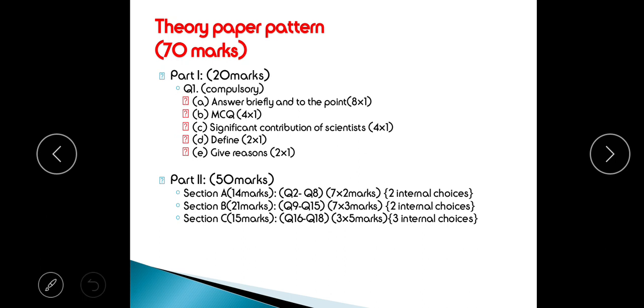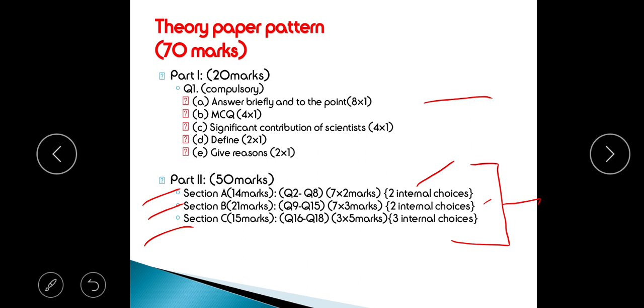The theory paper is divided into two parts. Part 1 is compulsory, consisting of 20 marks, short answers of 1 mark each. Part 2 consists of the long answers, which has 3 sections, A, B and C. A consists of 7 questions of 2 marks each, B consists of 7 questions of 3 marks each, and C consists of 5 marks questions, and there will be 3 questions, and all these will have internal choice. This internal choice has been specified as 2, 2 and 3.